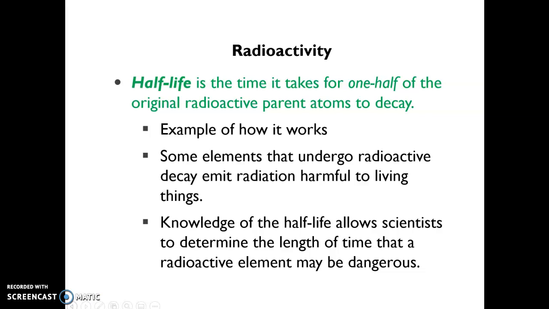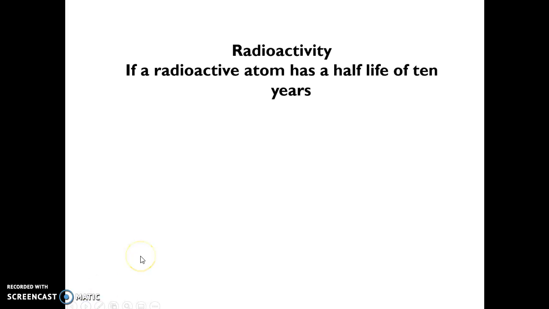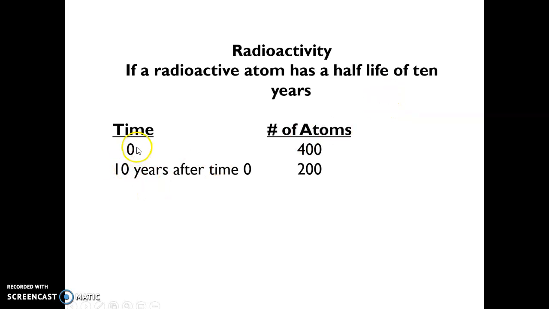Okay, so let's look at the next slide and explain how half-life works. So, if we have a radioactive atom with a half-life of 10 years, then at time 0, our starting point, let's say that we had 400 atoms of this particular element and it had a half-life of 10 years. That would mean that 10 years after our initial time period where we had 400 atoms, we would then have 200 atoms left. Now, here's the tricky part.